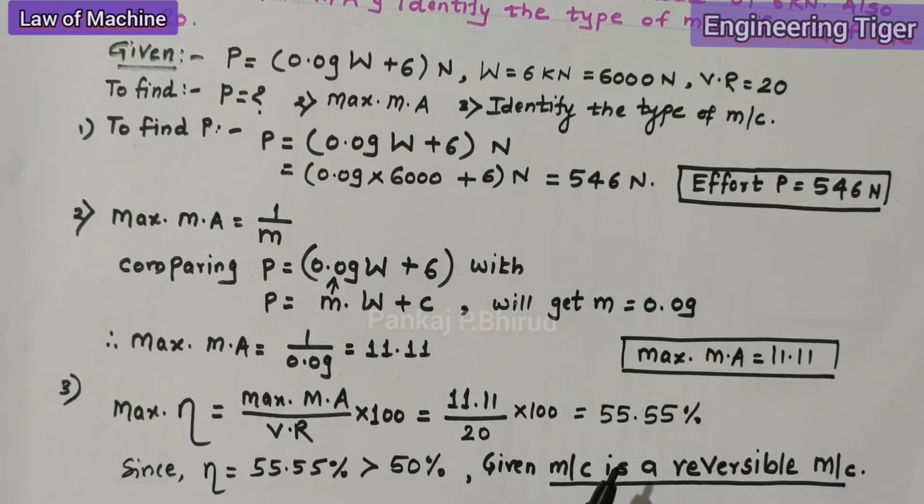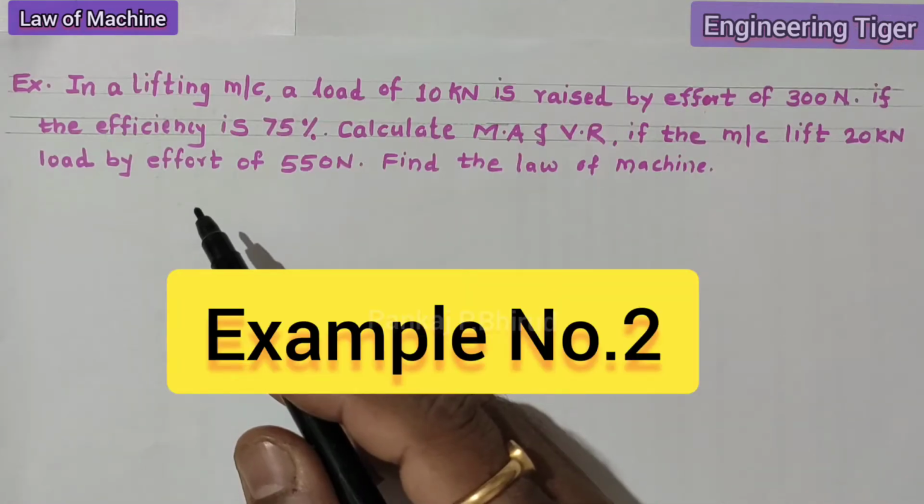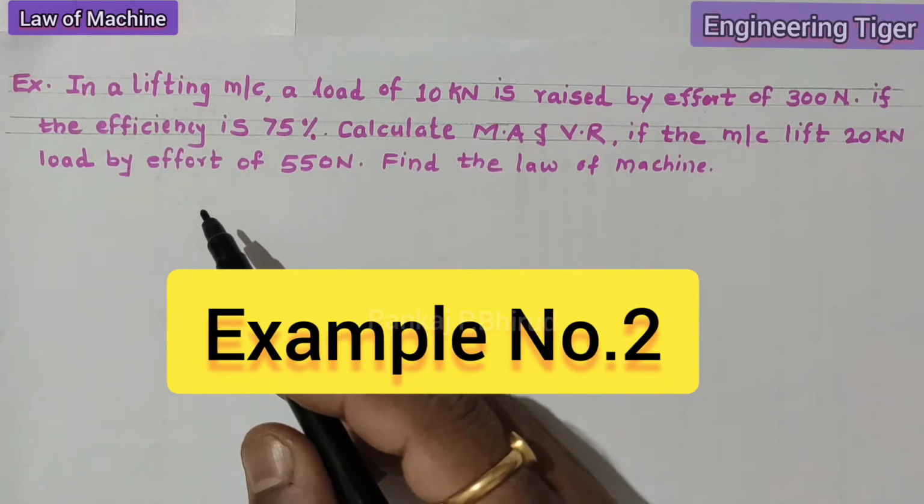So for deciding the type of machine, we required efficiency, and then using the condition we can decide whether it is reversible or irreversible machine. Is it clear? Now let us take second example.